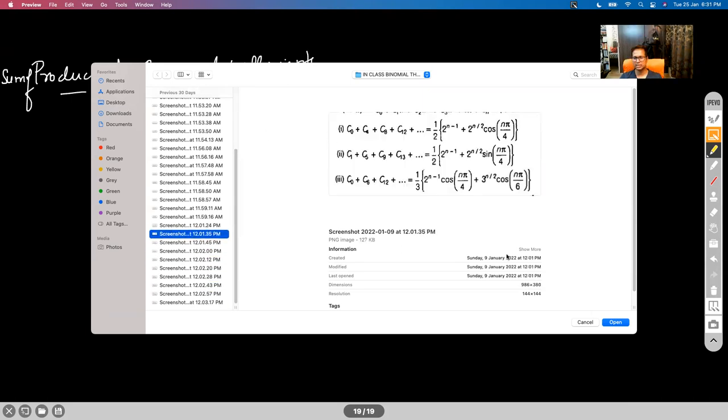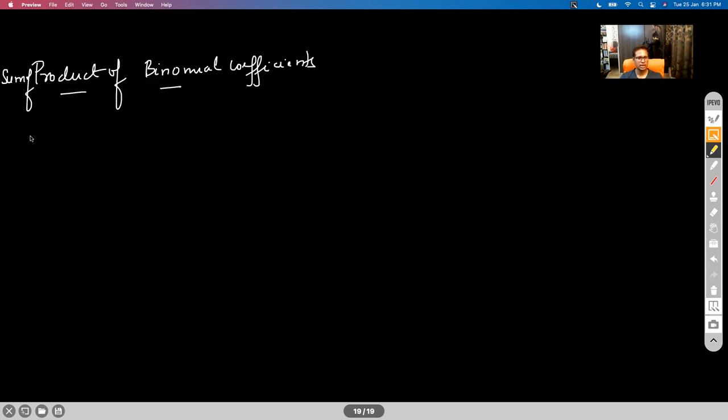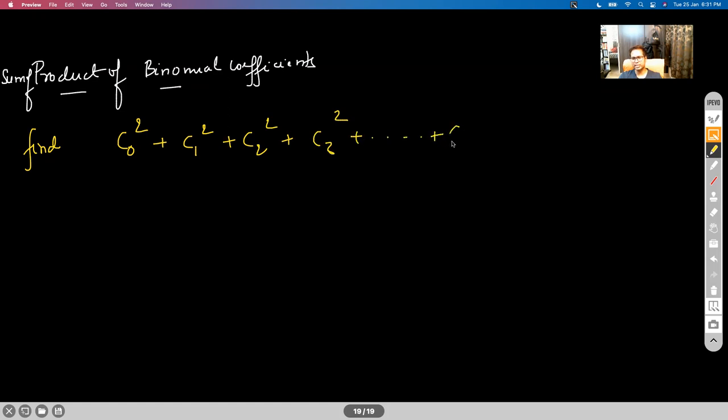Okay. Let's take this question. Find the sum of C0 square, C1 square, C2 square, C3 square. That means if you're taking the product of the binomial coefficient with itself, you're squaring those binomial coefficients and adding them. What is this sum going to be equal to? And how are you going to find that sum out, most importantly?